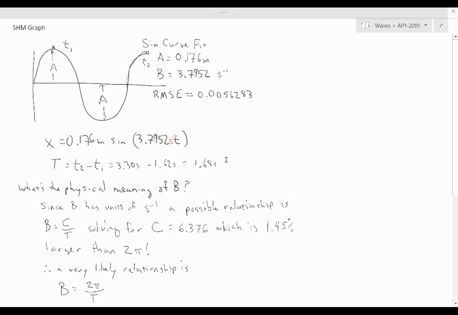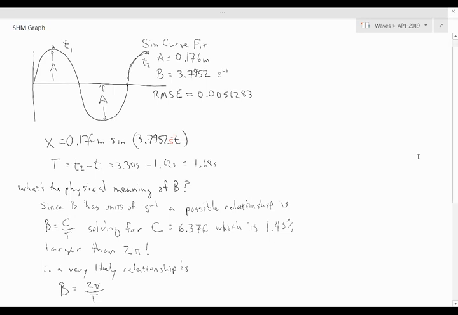So armed with that information, that kind of begs the question, what does this B mean out here? Since B has a unit of 1 over seconds, and we have a period in seconds, the possible relationship would be some constant over the period T. So if I run with that assumption that this constant B out front is something over the period, and solve for C using this value right here, I get 6.367, which is a little bit less than 2% off the 2 pi value.